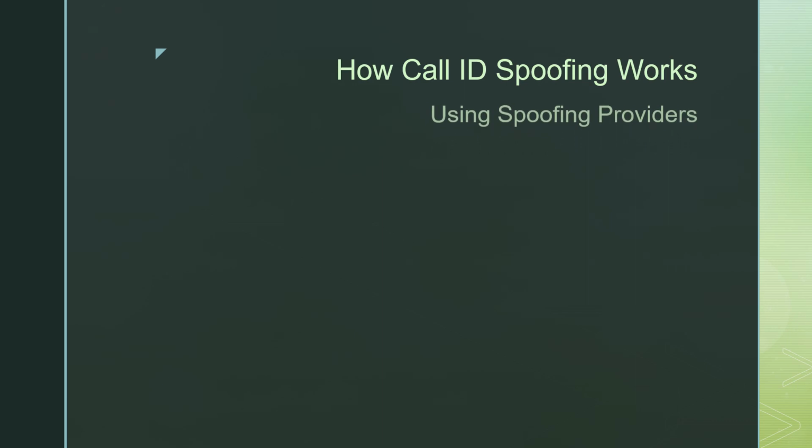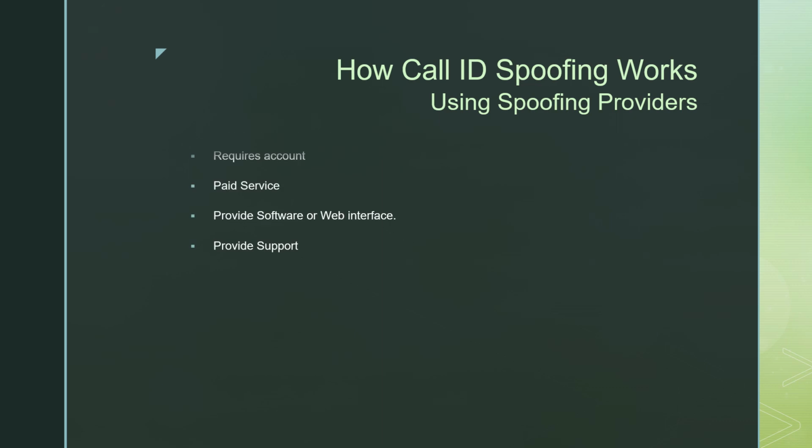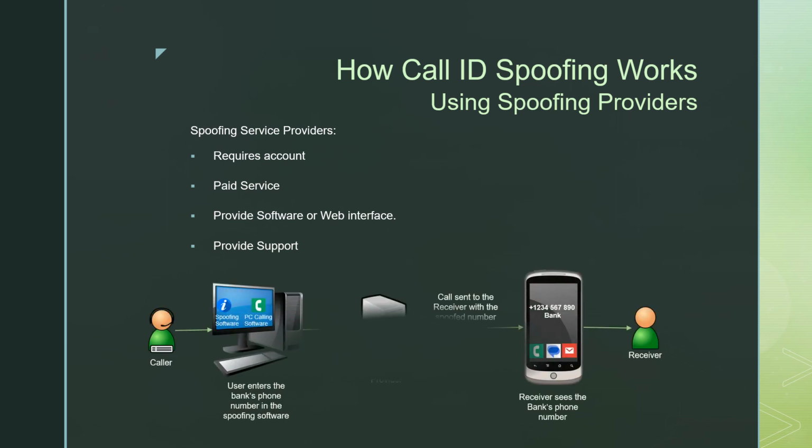Here is an example of how spoofing service providers work. Spoofing service providers are generally paid services which require an account, and they offer support just like any other app. Once the account is set up, the user would use the provider's software or web interface to place a spoofed call. In this diagram, the scammer is making a call from their PC using the spoofing software which has been configured as a bank's phone number. The call goes through the spoofing service provider to the receiver, and the receiver will see the bank's phone number displayed on their phone.